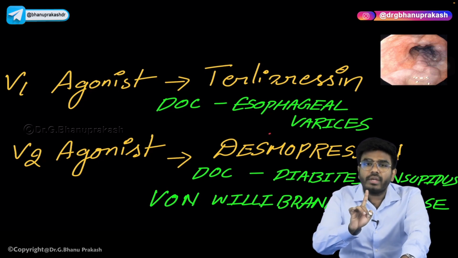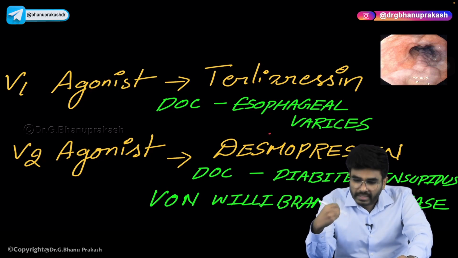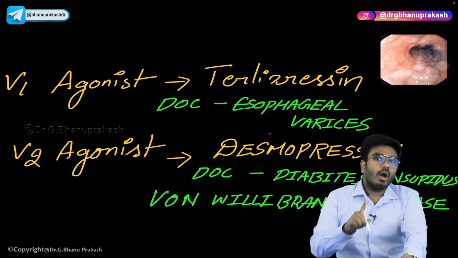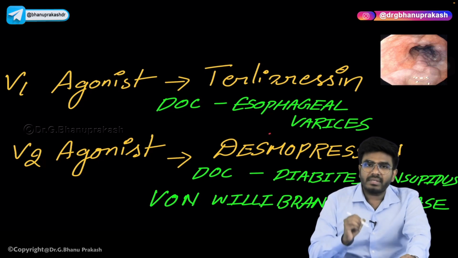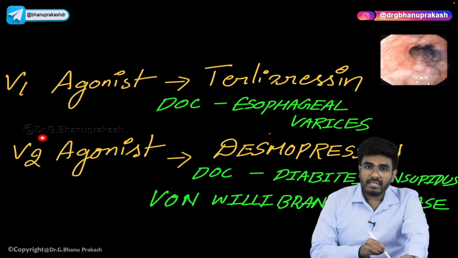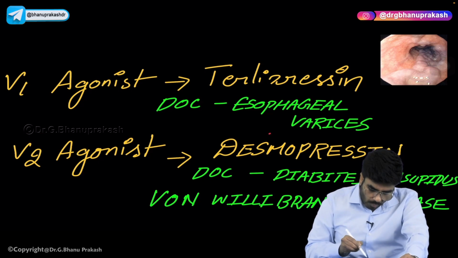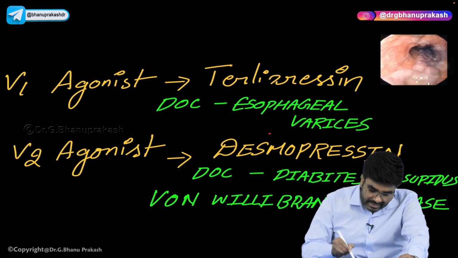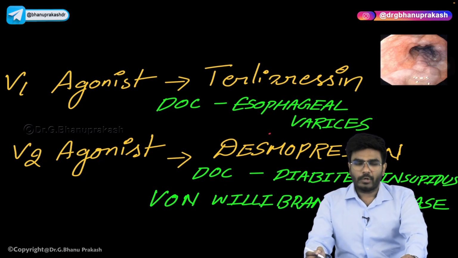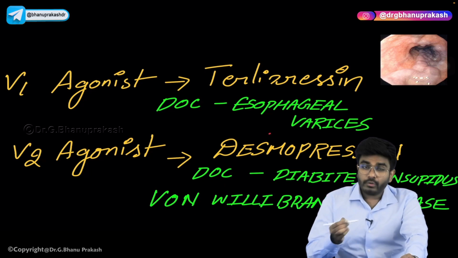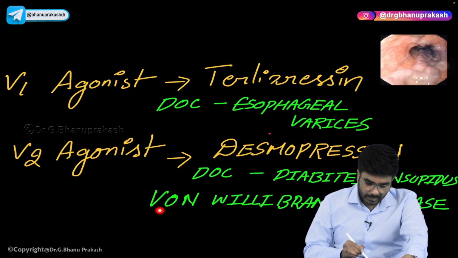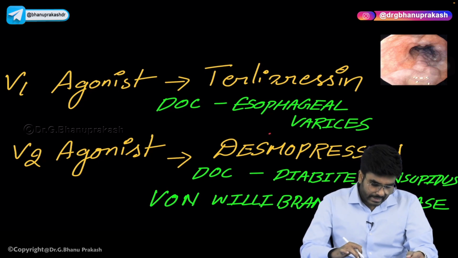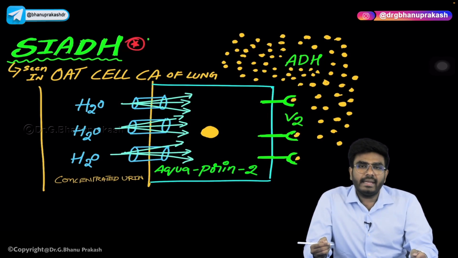Now, as a good doctor, what do you have to do? You have to increase the release of von Willebrand factor. How can you do that? We know on the vascular endothelium, V2 receptors are there. If you stimulate the V2 receptors, vascular endothelial cells will release more and more von Willebrand factor, so that von Willebrand's disease is treated. So, a V2 agonist like desmopressin can be used in treatment of von Willebrand's disease. It's a true statement.